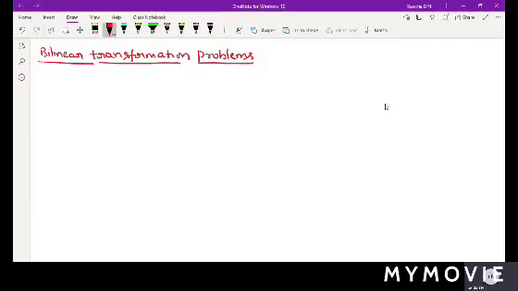Previous section we already discussed one problem. Then in this problem, infinity will come. That time, how to solve the problem we will discuss. Okay, then write the problems.